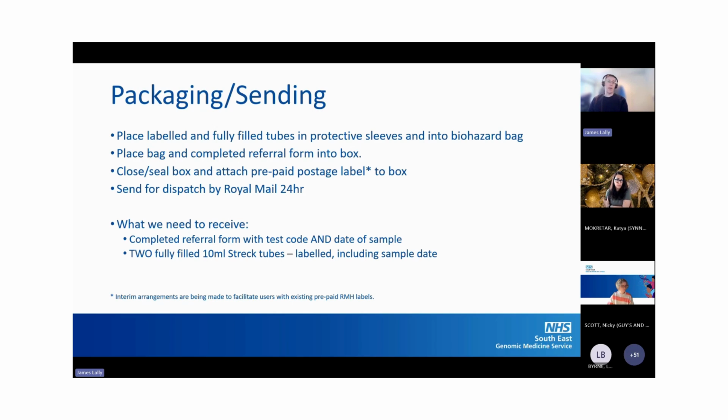So finally, for packaging and sending, place the labeled and fully filled tubes in protective sleeves and into the biohazard bag. Place the bag and completed referral form into the box. Close and seal the box, attach the prepaid postage label to the box, and send for dispatch by Royal Mail 24-hour. What we need to receive to initiate testing will be a completed referral form with test code and date of sample, and 2 fully filled 10 ml Streck tubes, which are labeled including the sample date, and these should be received within 7 days.